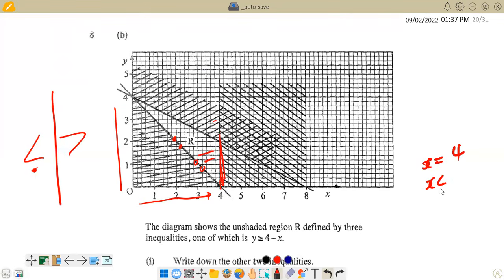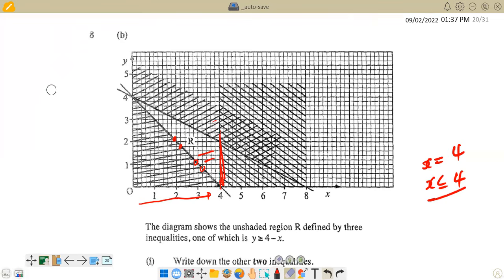So our x is going to be less than or equal to 4. Okay, so that is what we have in this case. Okay, we move on to the other line, which means we are now talking of this line that is remaining, which is passing through 4 again. Yes, it's passing through 4 here, but what about on this side?